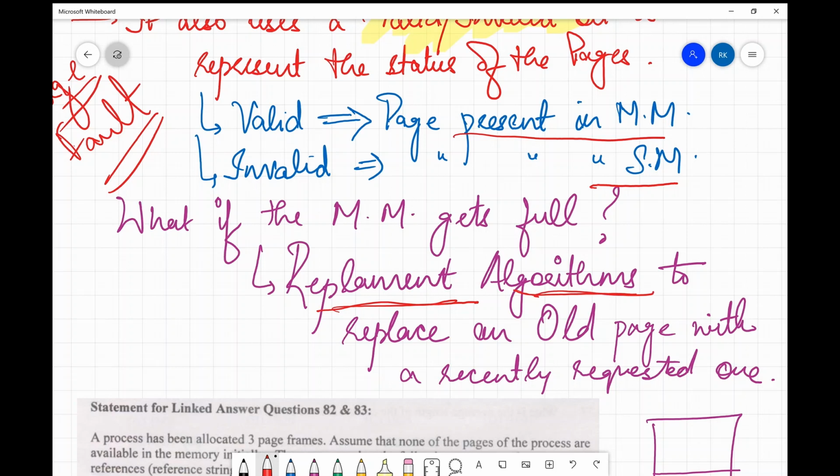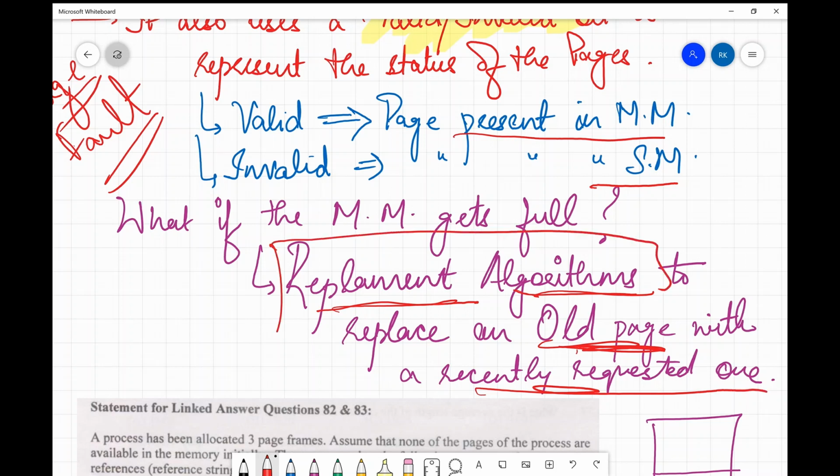The replacement algorithms, like the optimal replacement algorithm, the least recently used algorithm, first in first out, all those algorithms, you use those algorithms to replace an old page with a recently requested one. Now which one is to be replaced depends again on the replacement algorithm.